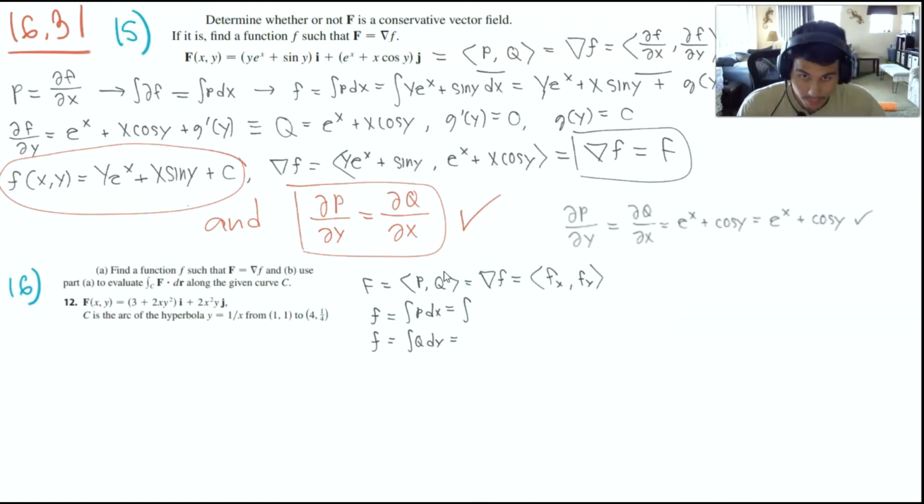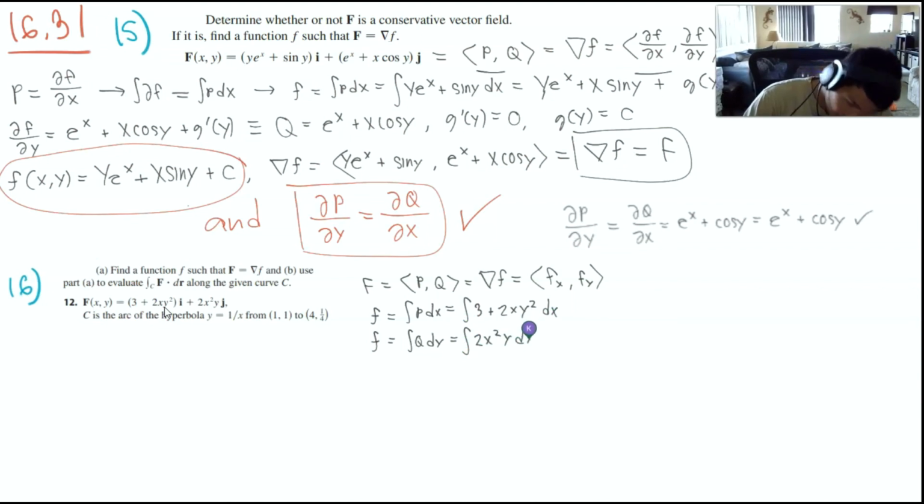Integrating p, and p is 3 plus 2xy squared. Not 2, it's 3xy squared, dx. And integrating 2x squared y dy. If we take this integral, what are we going to get? We're going to get 3x plus, this will become x squared y squared. This will become, if we take this with respect to y, it will become x squared y squared.